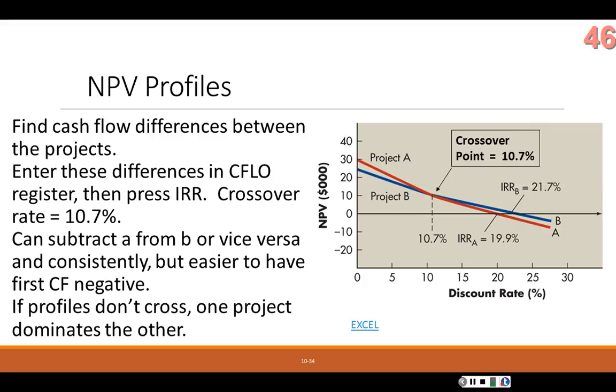You simply find the cash flow differences between the projects, enter these differences into the cash flow register, and calculate the internal rate of return. You can subtract Project A's cash flows from Project B, or vice versa. It doesn't matter. You just have to be consistent. If profiles don't cross, then one project is always superior to another. So we can calculate the crossover rate.